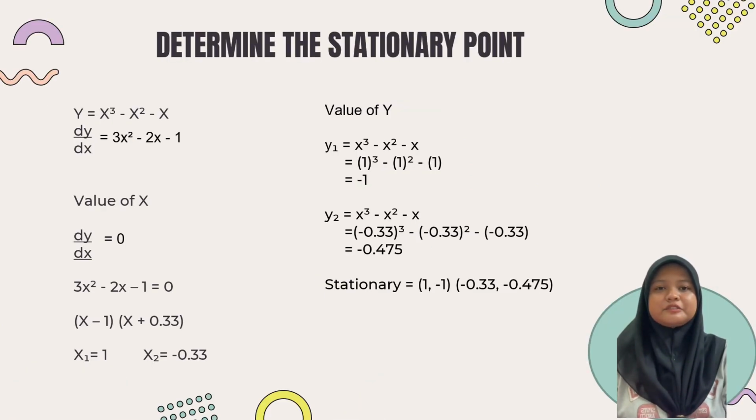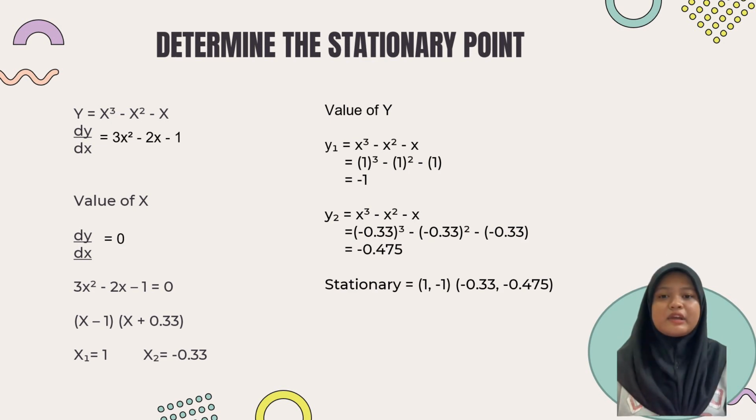The first step is to find dy/dx. y equals x power of 3 minus x power of 2 minus x. So dy/dx is equal to 3x power of 2 minus 2x minus 1. Then we have to find the value of x, so dy/dx is equal to 0. 3x power of 2 minus 2x minus 1 equals 0. We factorize, so we get x equals 1 and x equals negative 0.33.